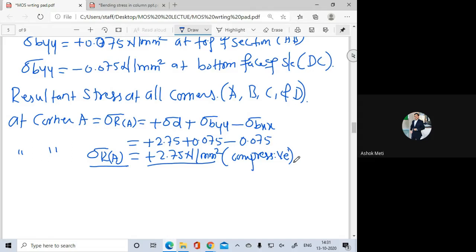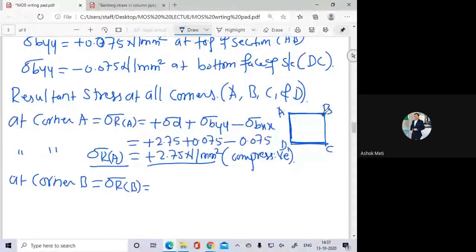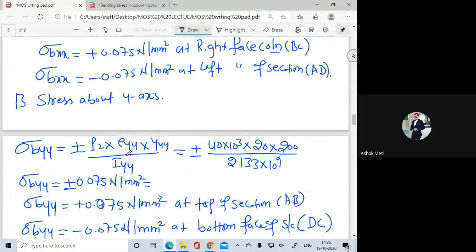Next, I will go for corner B. So how to calculate corner B? If I go for corner B, here I draw a small rectangle. Here, see, this is a square section. This is A, this is B, C, D. Here we are going for point B. This is the top, this is the right. Definitely this is a symmetrical and square section, so Iyy and Ixx will remain the same.